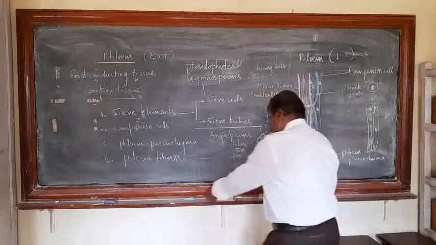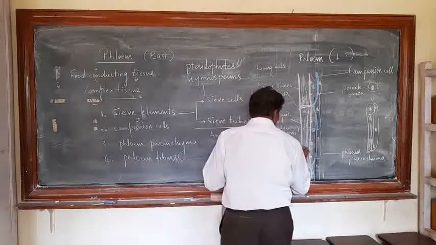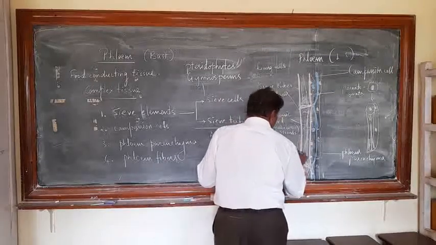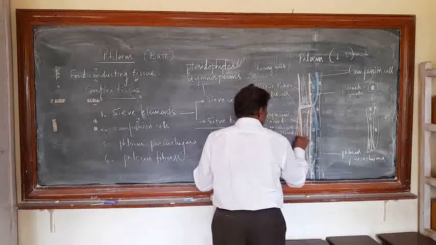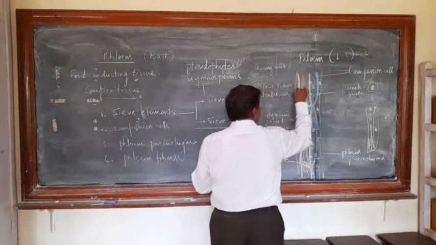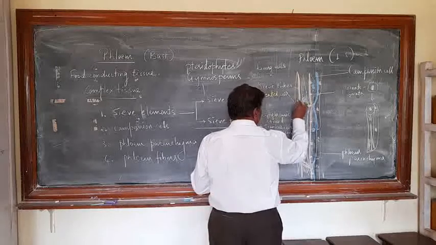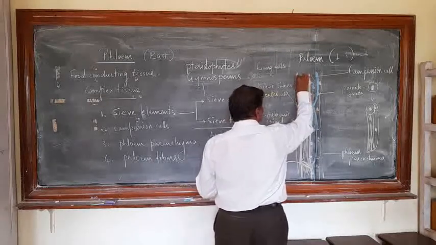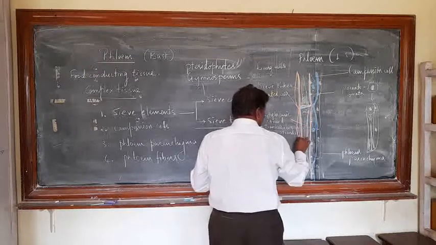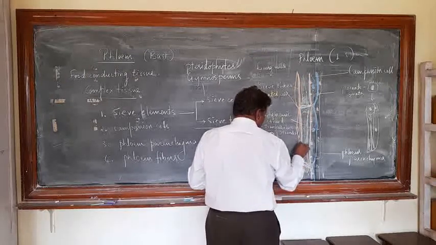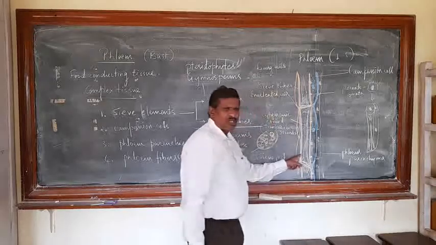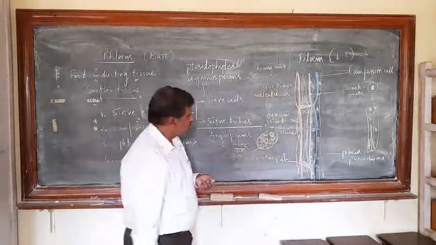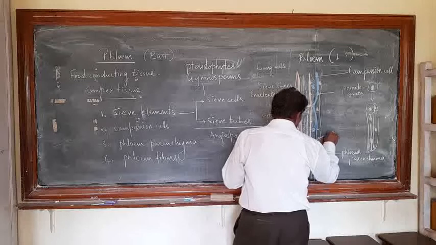You can also see the phloem fibers. These are phloem cells, basically fibers. They are dead cells. They are present in association with the sieve tubes or the companion cells. We refer to them as phloem fibers.